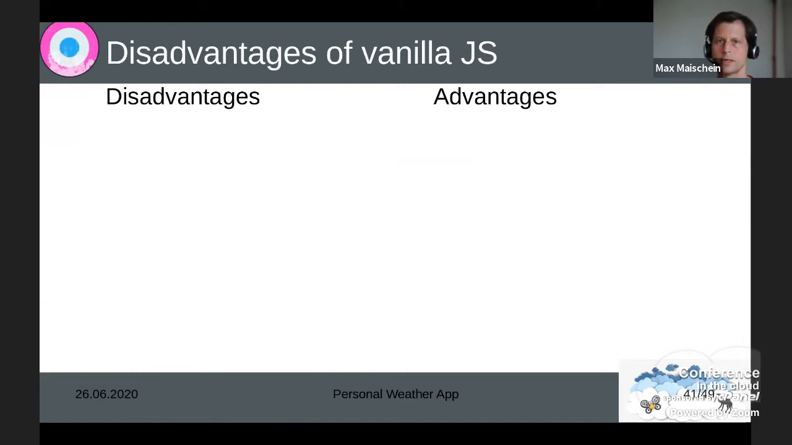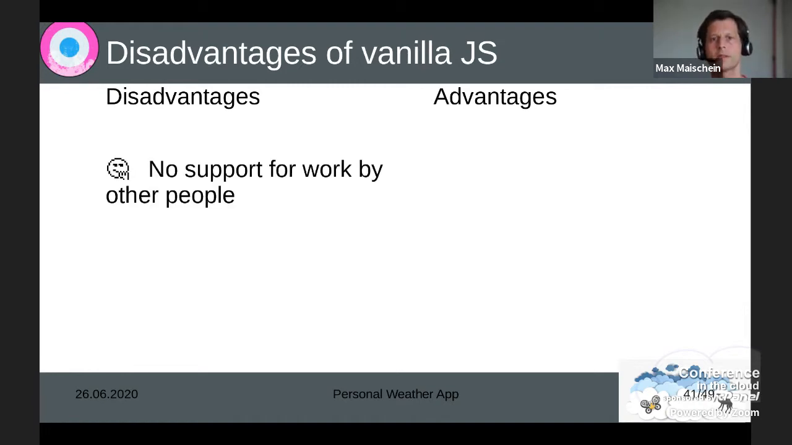So I wrote this using vanilla JS. That is, I did not use React or Angular or any of the other frameworks like Vue. Sorry, I forgot that one. But basically I put the application together by using some JavaScript libraries. This has some disadvantages, like there is no support for work by other people. I don't get any fancy pre-made selector widgets or integration with, say, Google Maps or anything. If I want something like that, I will have to write it myself instead of using other people's work.